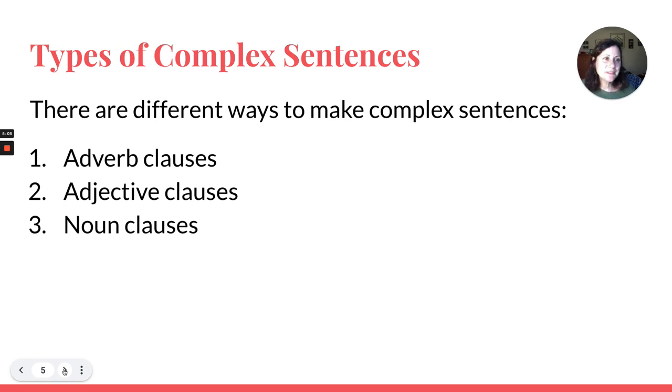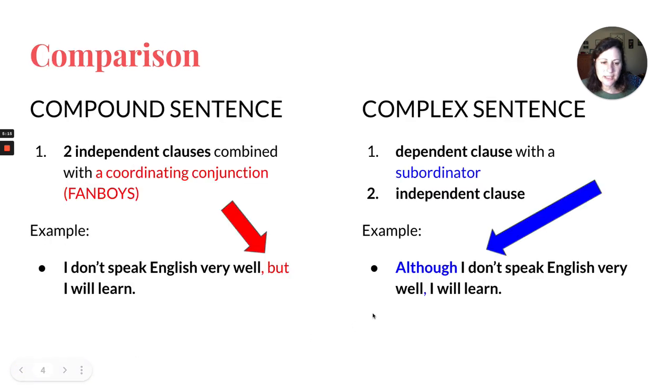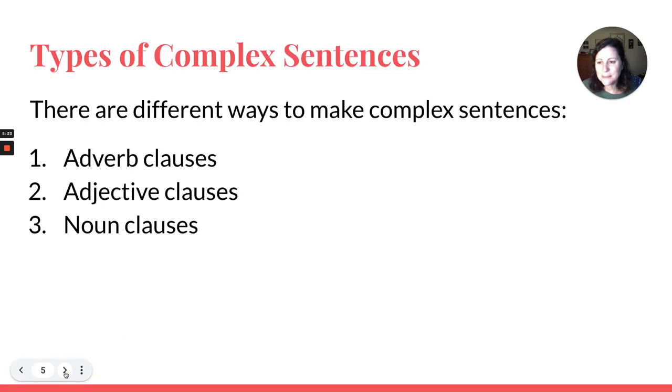There are different types of complex sentences, and in this video lesson, we're just focusing on the first type, which is called an adverb clause. So what we saw here, that dependent clause, is called an adverb clause. But there are different types, and we'll study the other types of dependent clauses later this semester.